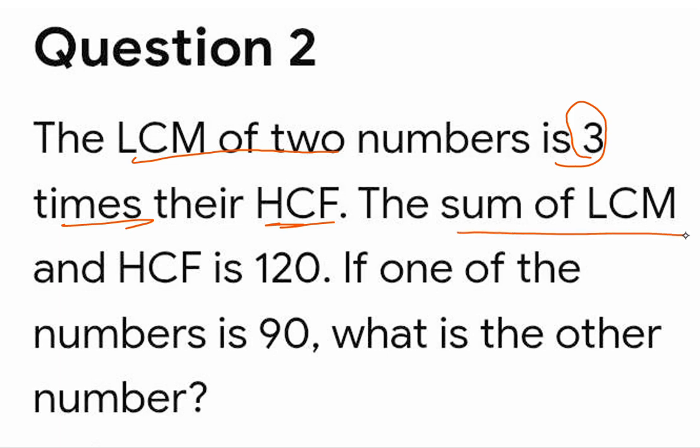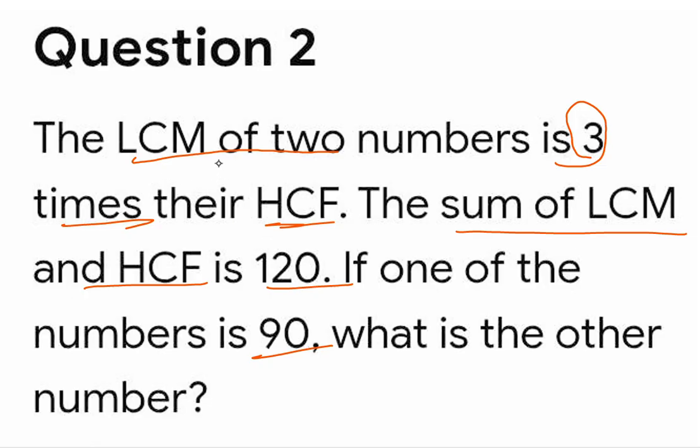The sum of LCM and HCF is how much? 120. They are given the conditions here. Using these conditions, and also they are given if one of the numbers is 90, what is the other number? So one number they are given, 90. You should find out the other number using these conditions.